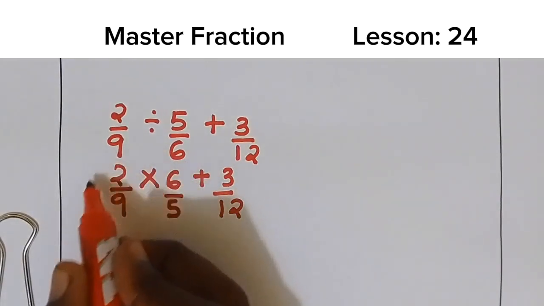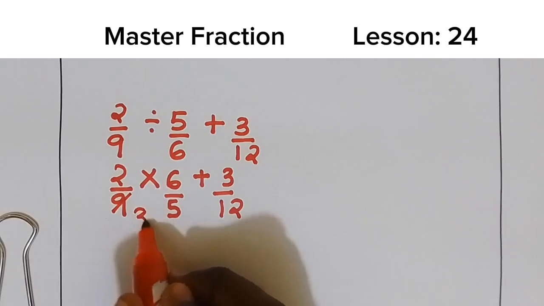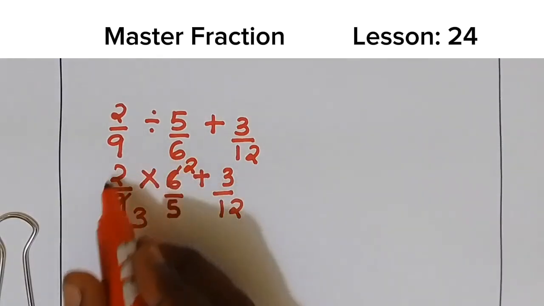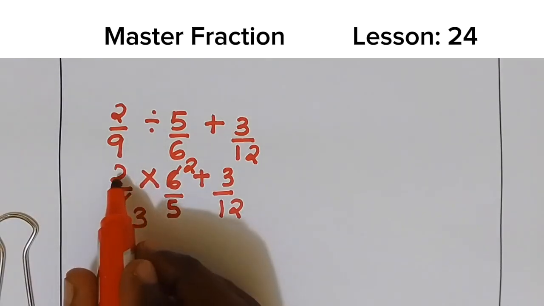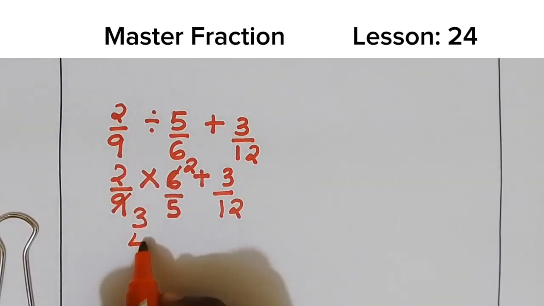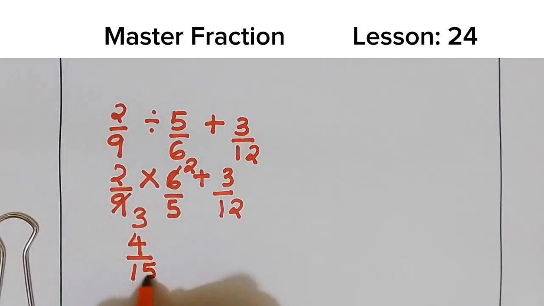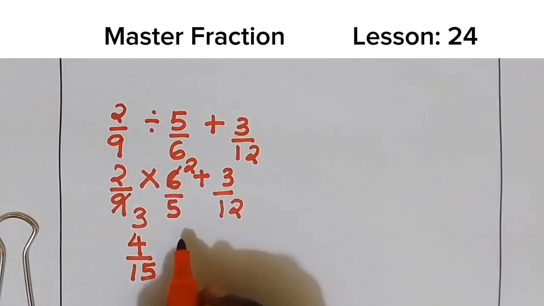We can simplify here. By 3, we got 3. By 3, we got 2. We'll go ahead and multiply. 2 times 2, we get 4 over 3 times 5, we get 15. Then I'm going to drop the rest.